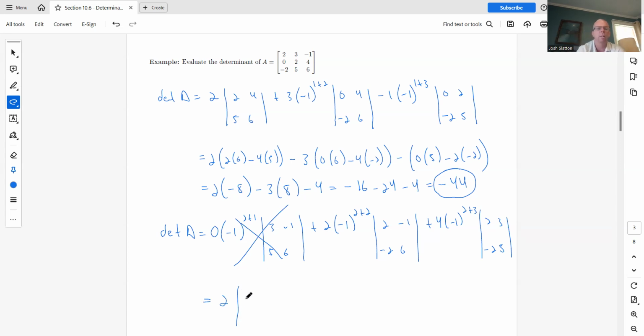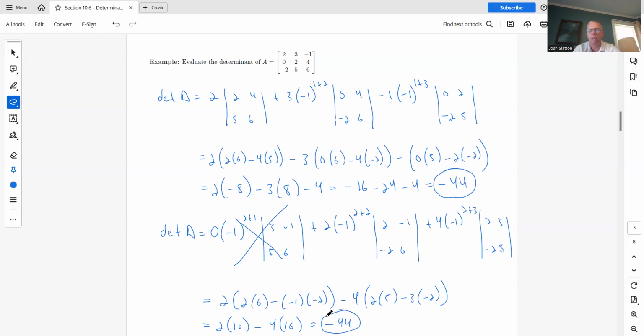And then let's go ahead and write that out. So 2 times 6 minus -1 times -2. And then -1 to the fifth, so that'd be -1. So we'll do a -4 there. And then 2 times 5 minus 3 times -2. So we have 2 times 12 minus 2, so that'd be a 10. And then minus 4, that'd be a 10 plus 6, so that'd be a 16. And we have 20 minus 64, which is a -44.